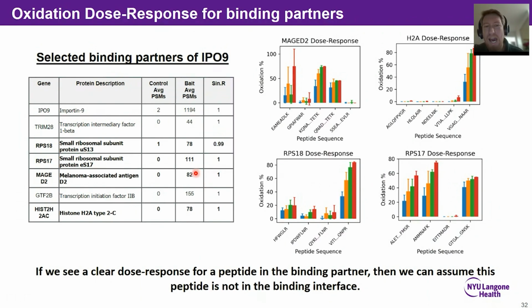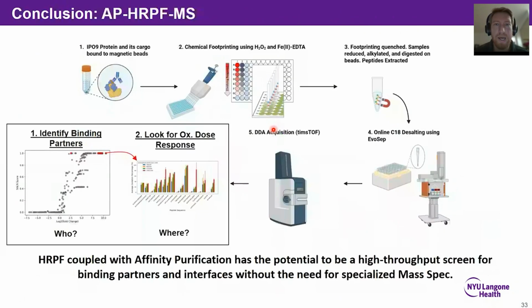So if you only have 10 to 20 PSMs identified, it's hard to get a nice dose response curve, but it's still promising to us that you can still see some dose response, although some of it is a little bit noisy, but still was really surprising to us. And to our knowledge, this is the first time that footprinting on beads has been tried on the benchtop without the use of lasers or anything like that.